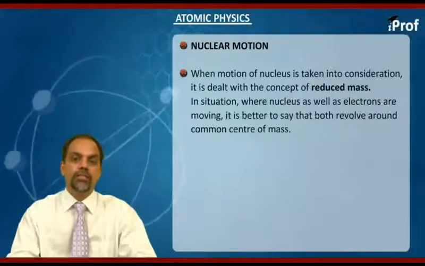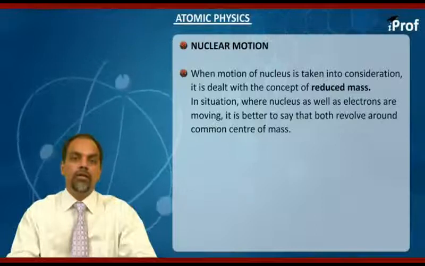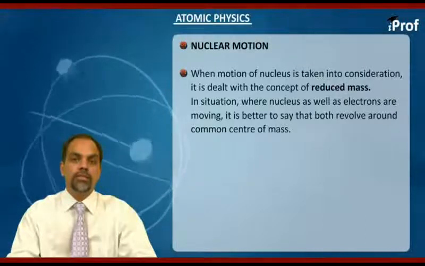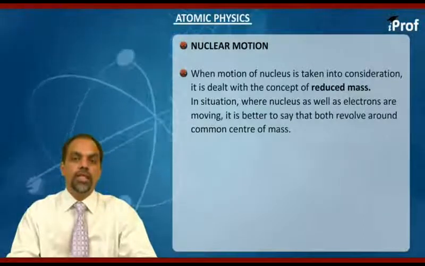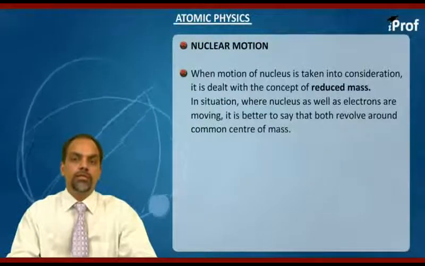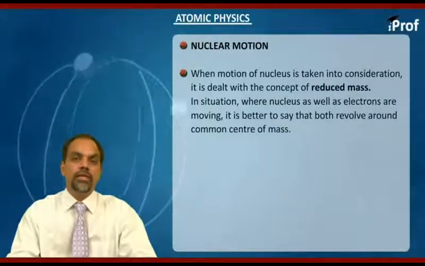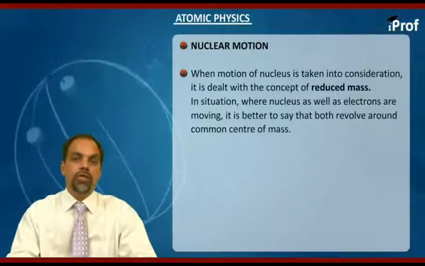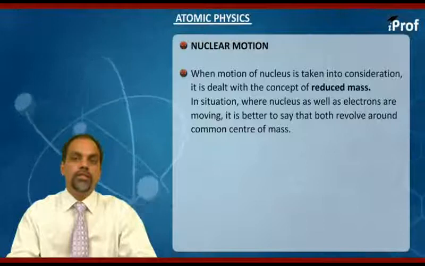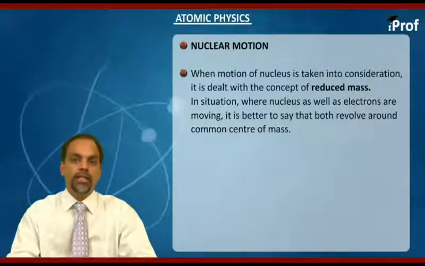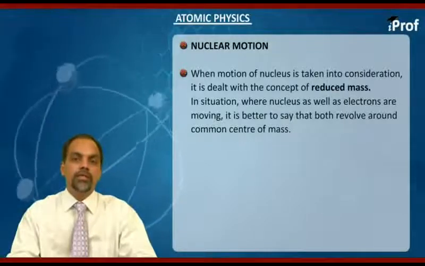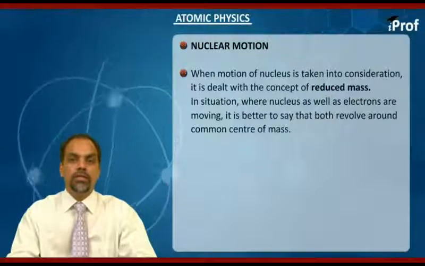Now there are situations where a nucleus cannot be taken at rest. We have to consider motion of nucleus. When such a situation arises, it is dealt with the concept of reduced mass. So in a nutshell I can say, in all the situations where we have to consider motion of nucleus, when the motion of nucleus is pronounced and it can no longer be neglected, the effect is accounted by using the concept of reduced mass. Let's try to learn this concept.